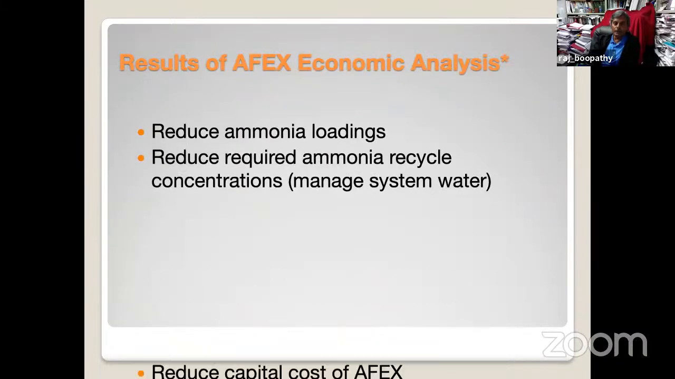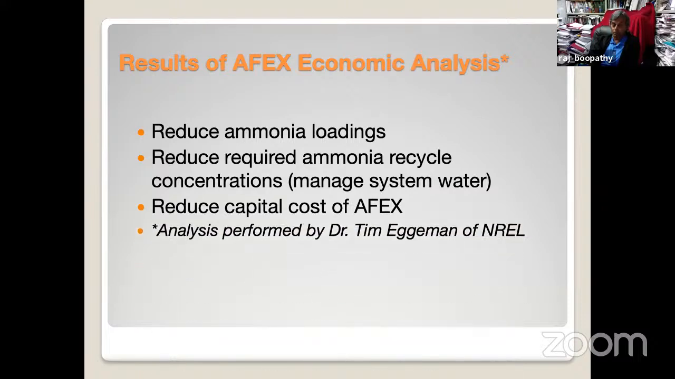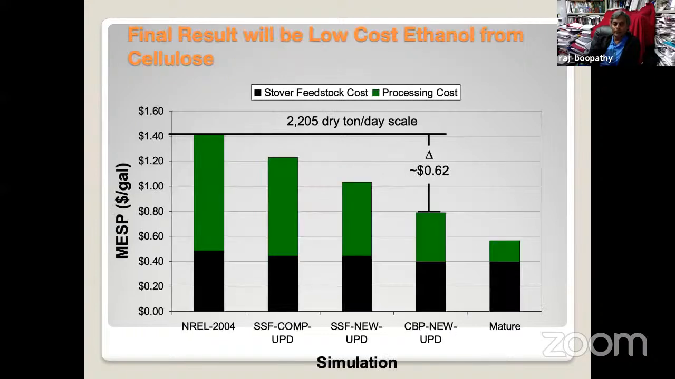The results of economic analysis show that you can reduce ammonia loading. People are constantly tinkering with that. You can reduce the required ammonia recycle concentration and reduce capital costs. So people are working on it, and they're saying that in the future, if you process 2,205 dry tons per day at scale, you can make ethanol for 62 cents a gallon. I mean, this is what they're predicting, right? If this happens, this can be a lot cheaper than the current gasoline price. So this is based on a lot of modeling, and this is possible using AFEX in the US. When this technology matures and a lot of people use it, it will even go down to below 60 cents a gallon.